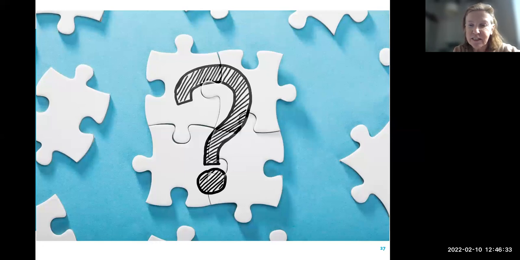So in an ideal situation, what do you think the ideal number should be to make up a group?